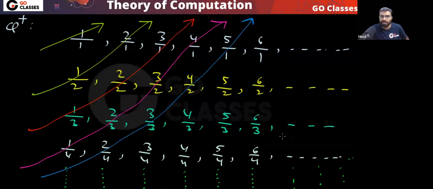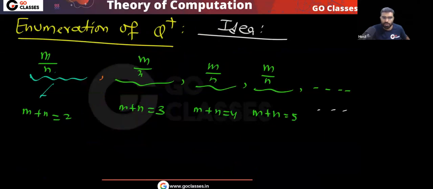Can you guarantee that like this, every element of Q plus will be covered? Yes or no? Like this, if you do, then every element of Q plus will be covered. Why?